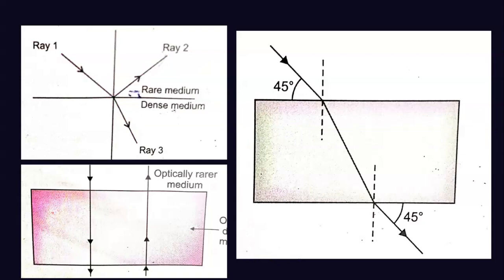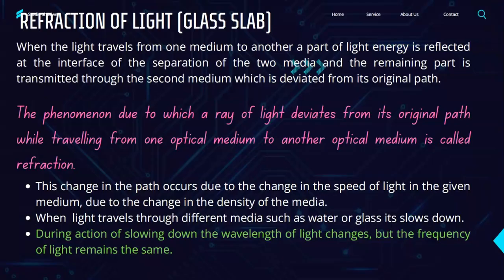Let us go back to the definition of refraction. The definition says, the phenomenon due to which a ray of light deviates from its original path while traveling from one optical medium to another optical medium is called refraction. So this bending of light, when it goes from one optical medium, one transparent medium to another transparent medium, is known as refraction. Why does light bend?